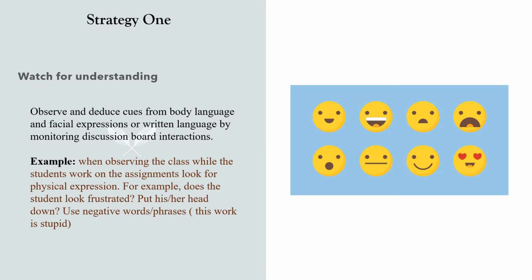Strategy 1. Watch for understanding. Observe and deduce cues from body language and facial expressions or written language by monitoring discussion board interactions. For example, when observing the class while the students work on assignments, look for physical expressions such as: does the student look frustrated, put his or her head down, use negative words or phrases like, for example, "this work is stupid"? That shows that the student is having difficulty.